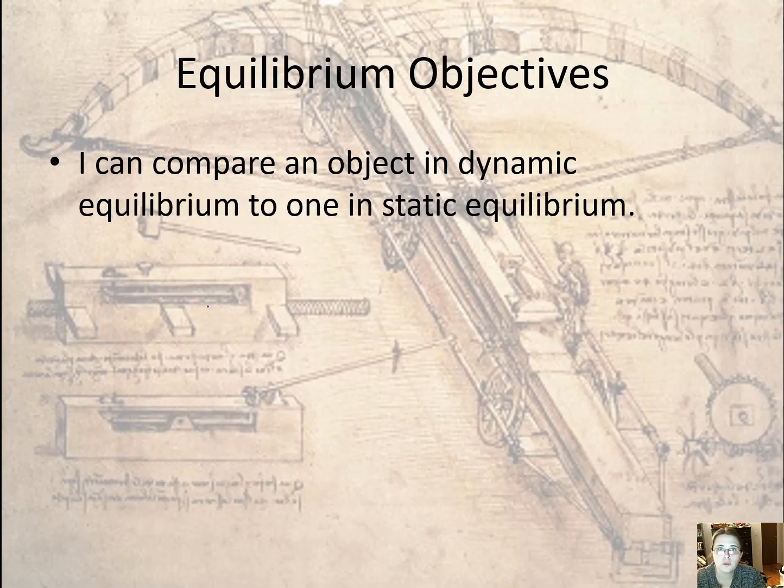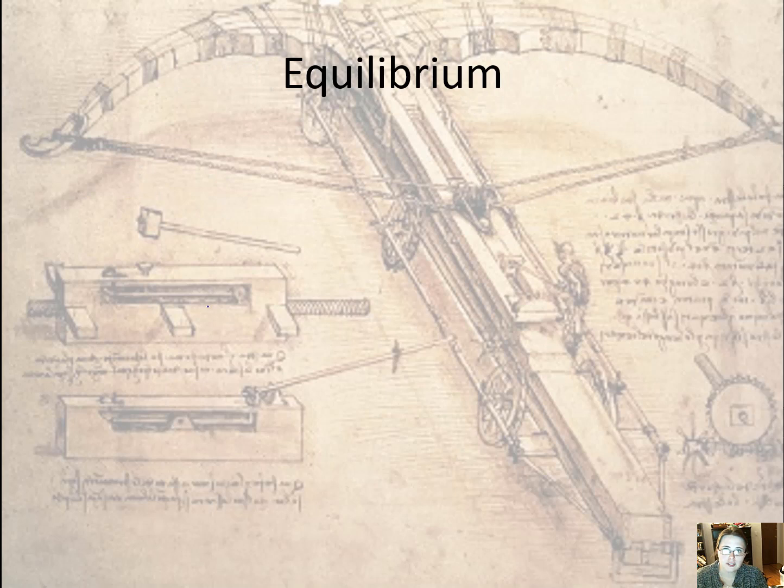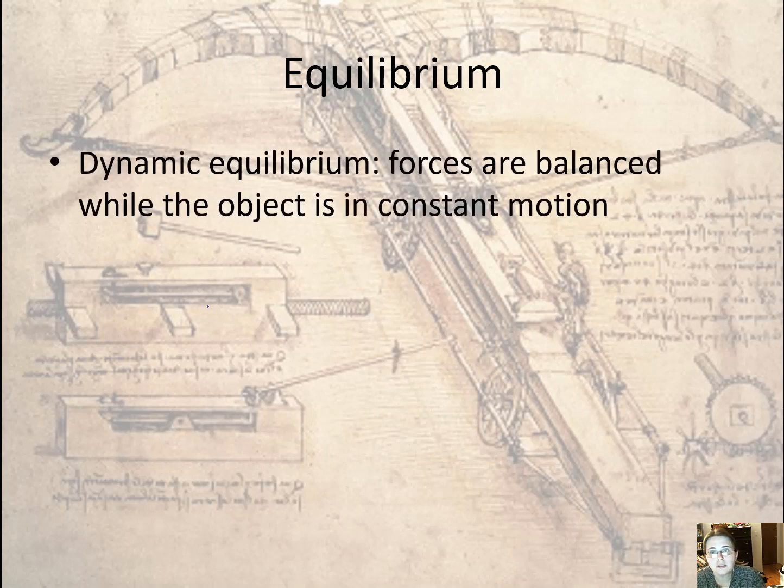So in this video, we are going to be talking about equilibrium. We want to be able to compare an object in dynamic equilibrium to one in static equilibrium. So first, the definitions of the different types of equilibrium. Dynamic equilibrium is when the forces are balanced, but the object is in constant motion. So that one there is dynamic equilibrium.